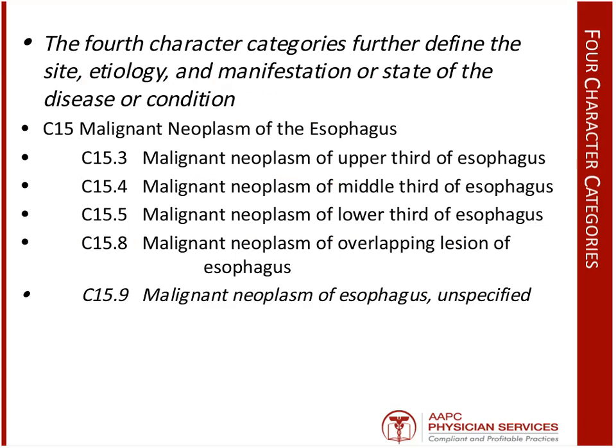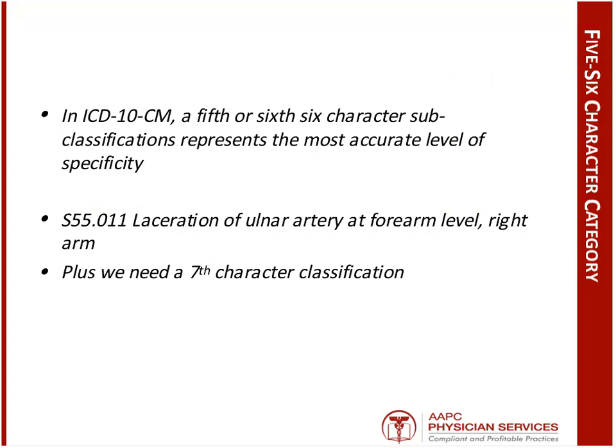Or maybe the provider doesn't know yet. They know the patient has cancer in the esophagus, but they haven't done a scope yet, so they're not sure where exactly or which third or how many thirds it is in the esophagus. But as you can see from this example, and that's just out to the 4th digit, the 4th character, of how specific the code set will get. And then the 5th and 6th, as you can see in this example, is even more specific.